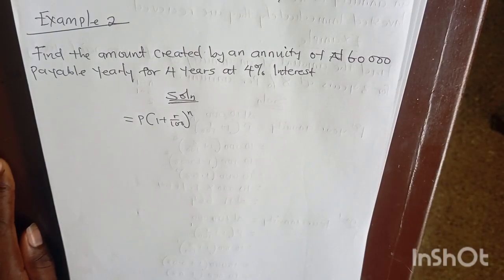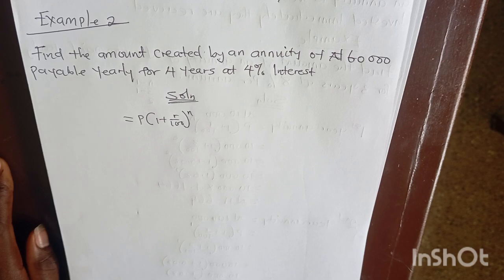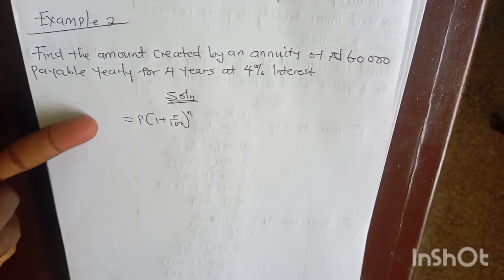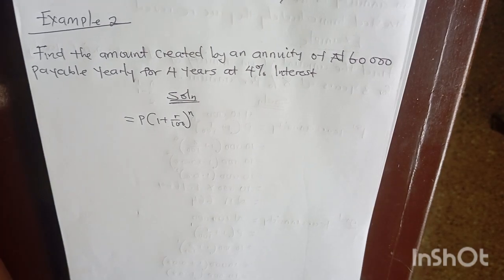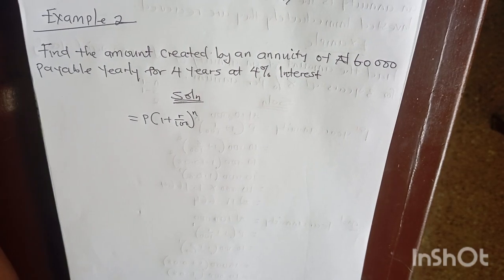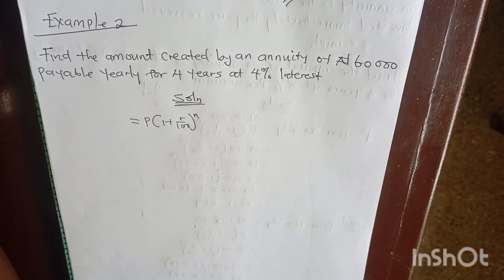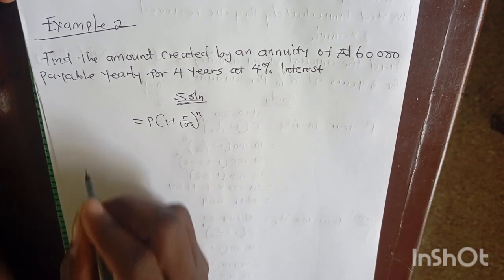Okay, this is example 2, and example 2 says: find the amount created by an annuity of 60,000 payable yearly for 4 years at 4% interest. This is our formula for compound interest, which we are going to use first.